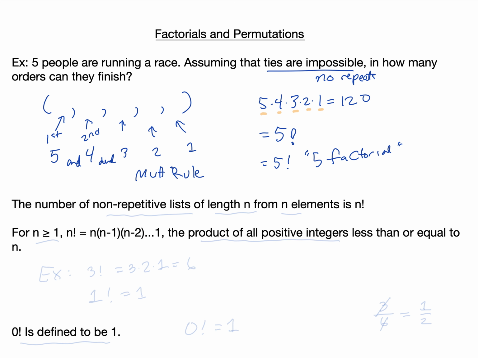And for any integer n greater than 1, n factorial is n times n minus 1 times n minus 2, all the way down to 1, the product of all positive integers less than or equal to n. And this is also the number of non-repetitive lists of length n made from n elements. So for example, 3 factorial is 3 times 2 times 1, and that is 6. 1 factorial is just 1, and 0 factorial is defined to be 1. So 0 factorial is 1.